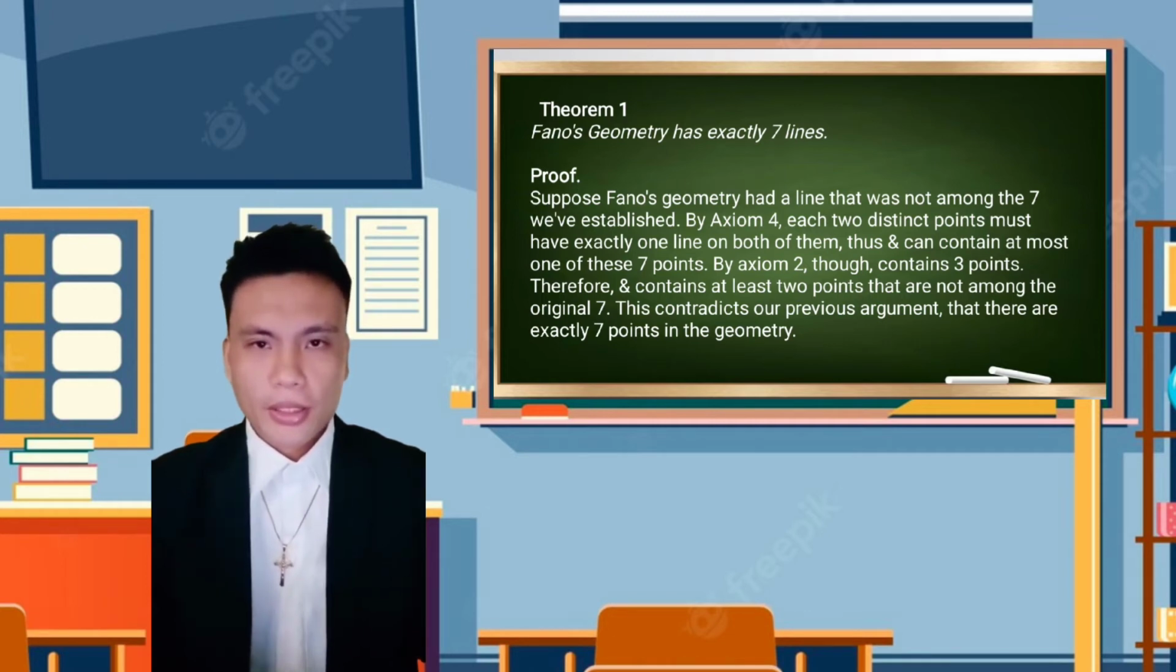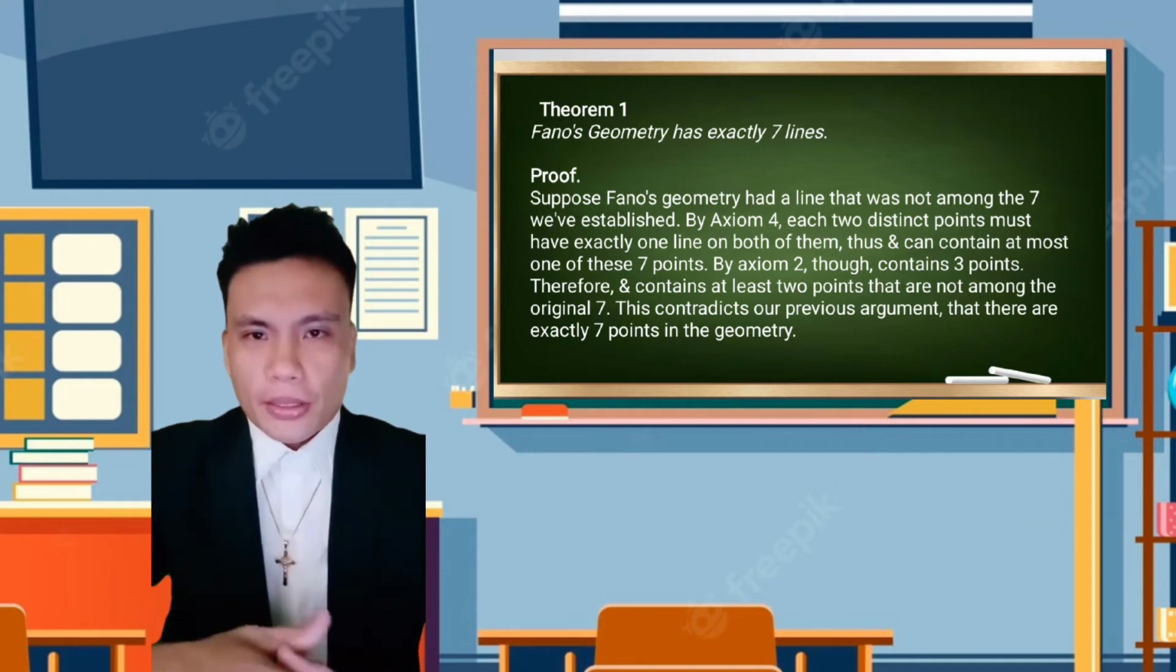Though it contains 3 points, it therefore contains at least 2 points that are not among the original 7. This contradicts our previous argument that there are exactly 7 points in a geometry. Having now constructed 7 lines, we argue by contradiction that there are no others.